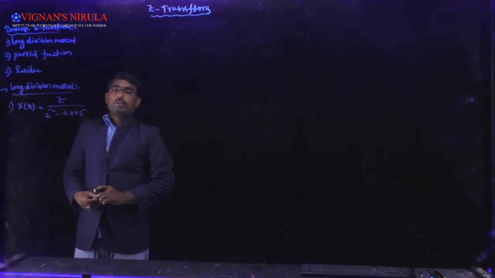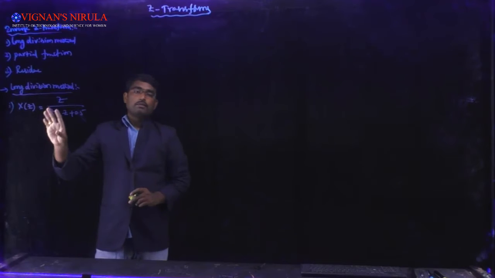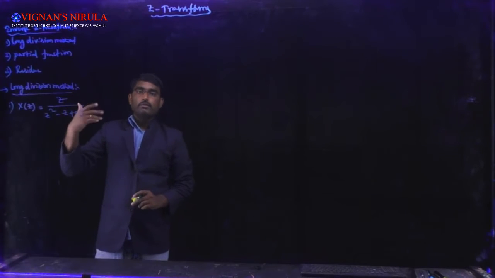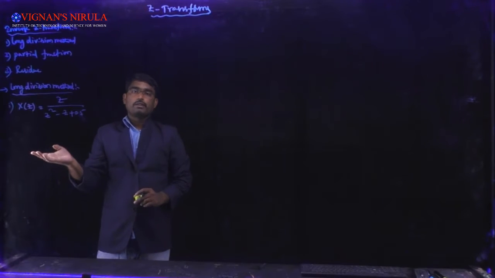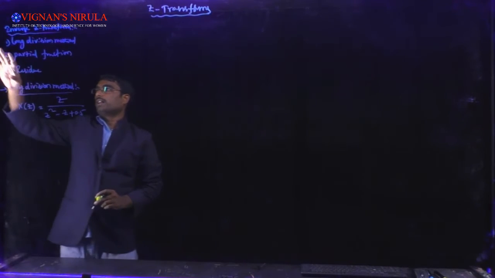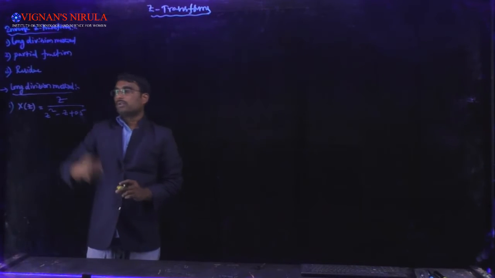In this lecture, I am going to explain about inverse Z transforms. If you find the Z transform of a discrete time signal x of k, you will be getting X of z. Then if you apply the inverse Z transform to X of z, you will be converting the Z domain back into the discrete time domain. For that, we have three methods: long division method, partial fraction method, and residue method. First one, long division method.